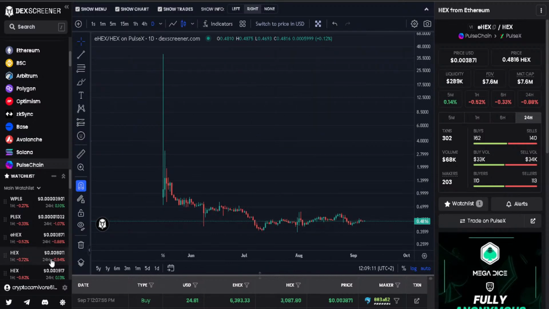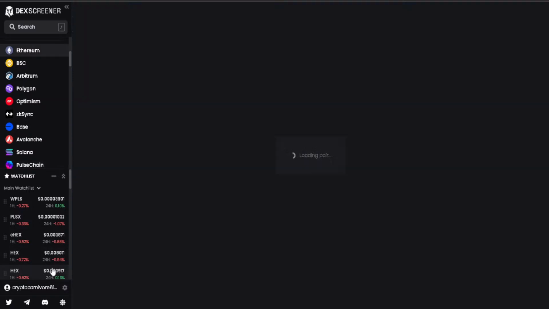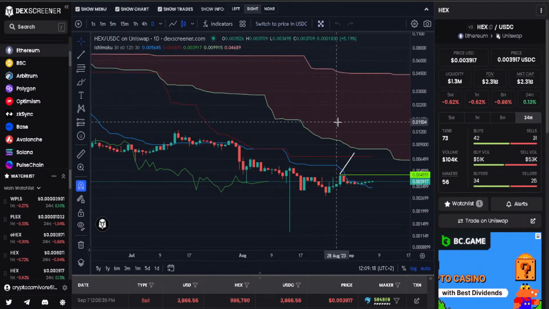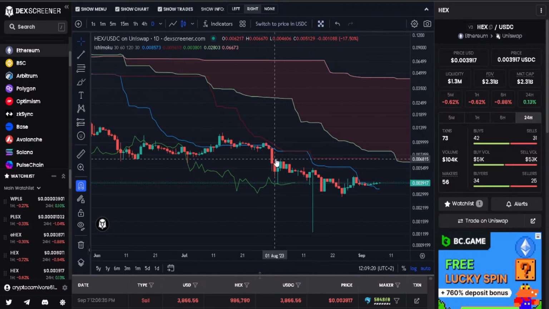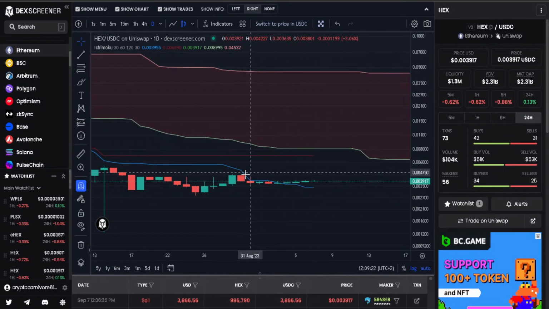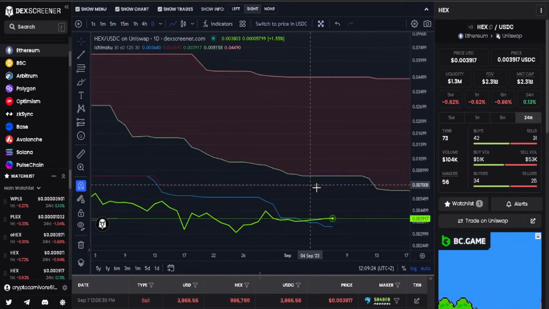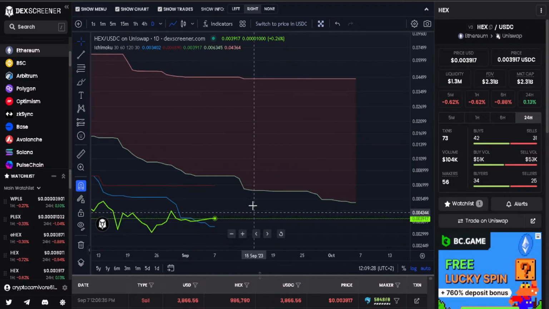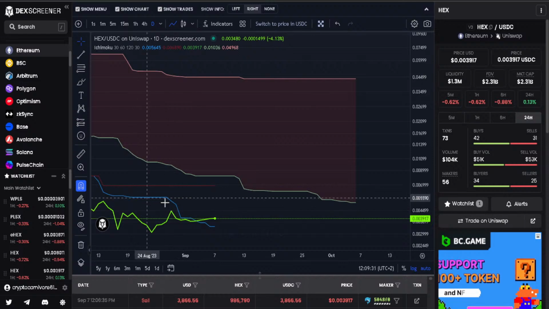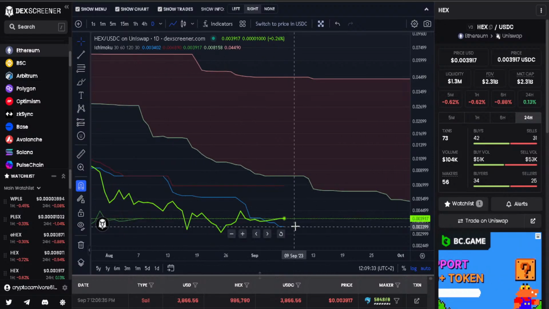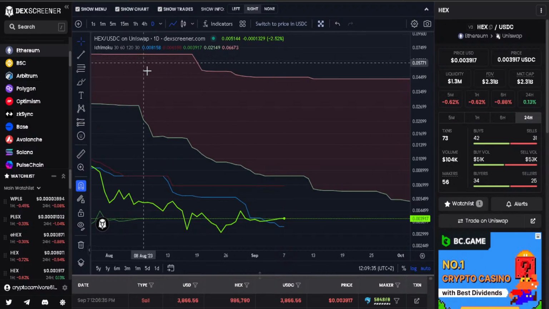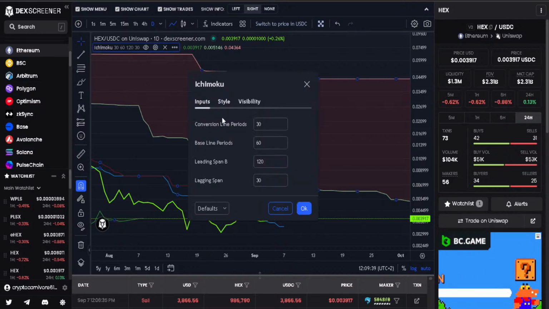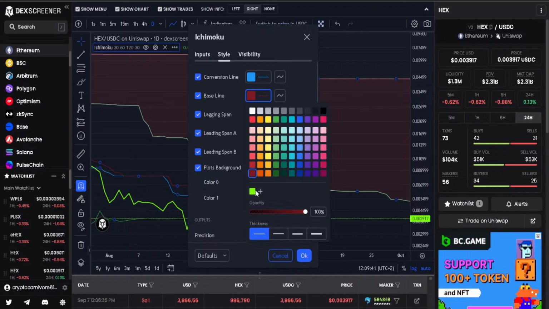Just moving sideways here. Let's quickly look at HEX on Ethereum. Now, this is the Ichimoku cloud, a little bit more complicated. But if we put on the line chart, you're starting to create a nice little W here, although it hasn't broken out yet. We are above the first moving average, the red one up here. I should probably change the color because you can't see it at all.